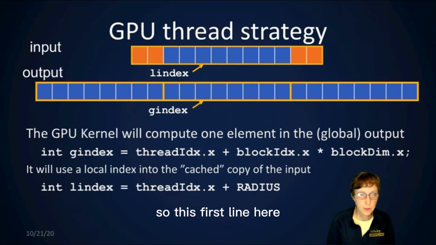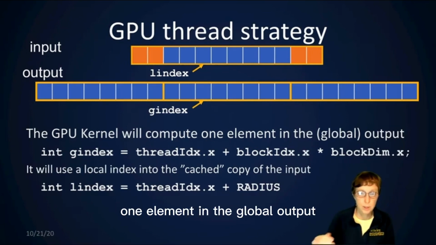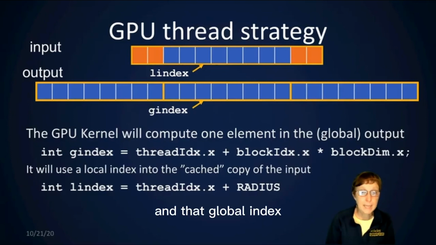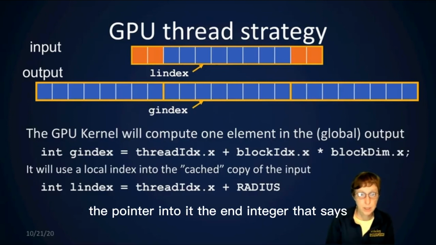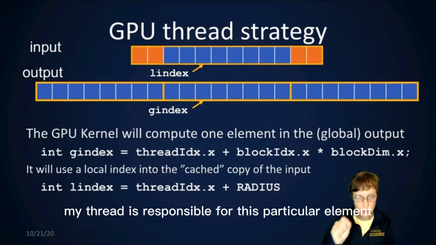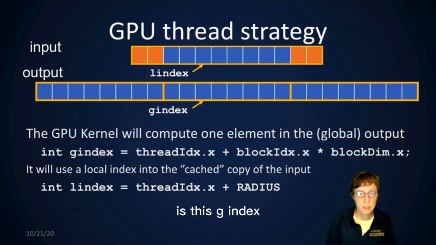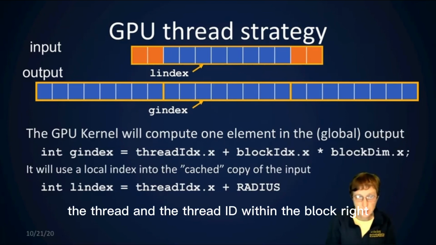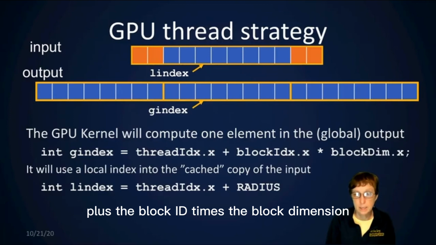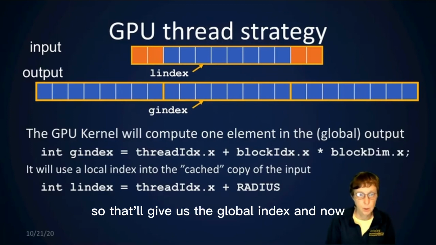So this first line here, the GPU kernel is going to compute 1 element in the global output, and that global index, the pointer into it, the integer that says my thread is responsible for this particular element, is this G index, and that's going to be the thread ID within the block, right? Plus the block ID times the block dimension. So that'll give us the global index.